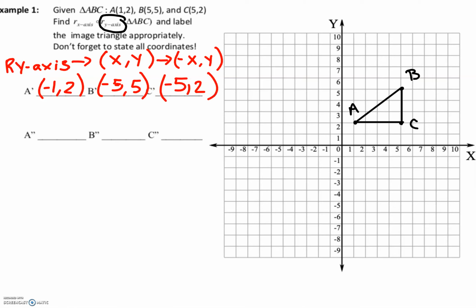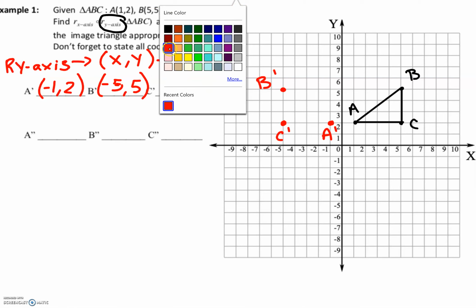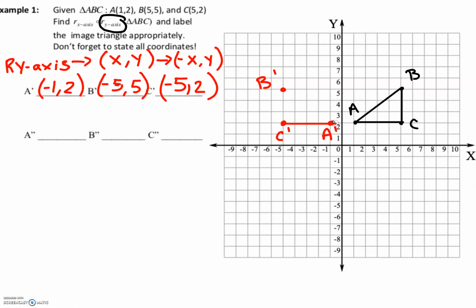Or the other option is to do our counting method, right? A goes 1 to the y-axis, 1 more. You get A prime. C, we would count 1, 2, 3, 4, 5. Stop. There's C prime. And then B prime, we'd count 5, 5 more. There's B prime. And I'll connect our dots. I'll make sure this is the appropriate color to get our new triangle. Okay, so there's our reflection over the y-axis.